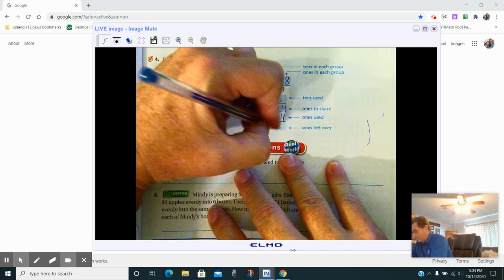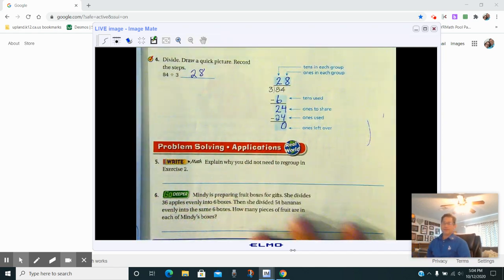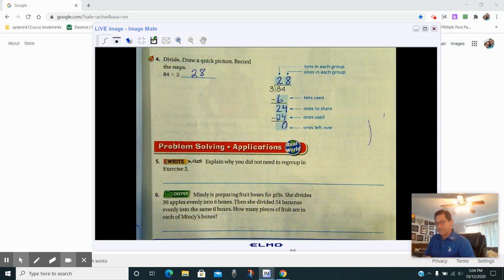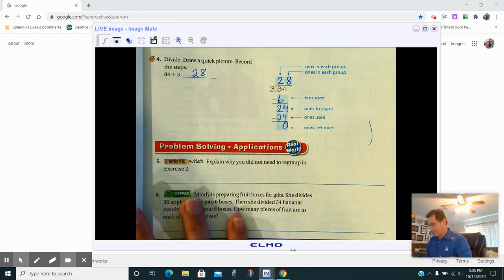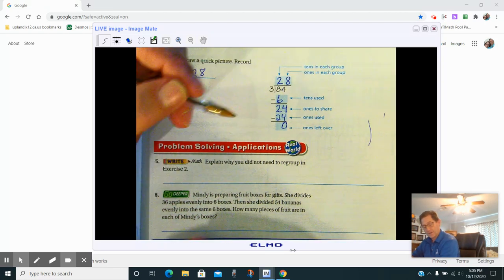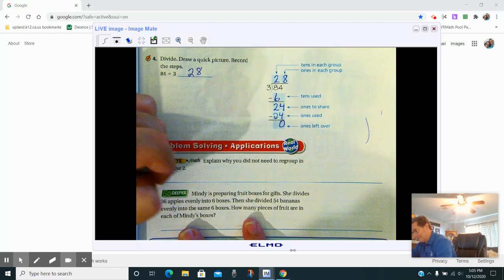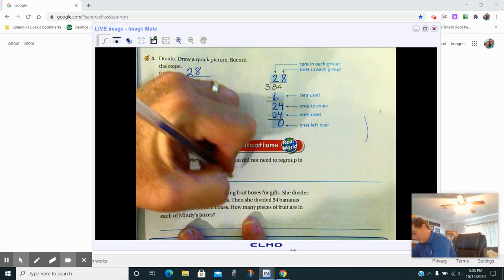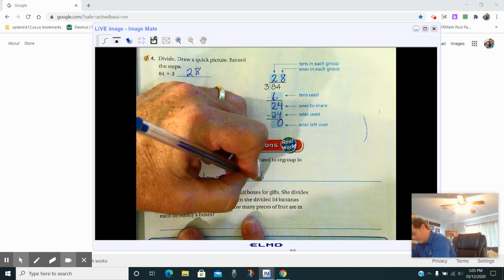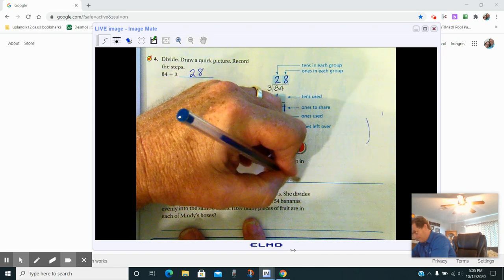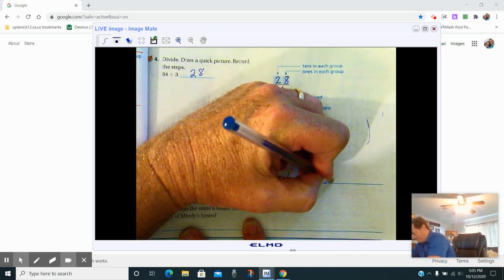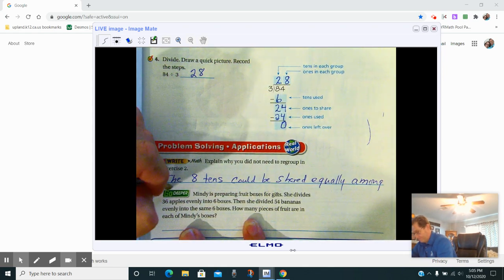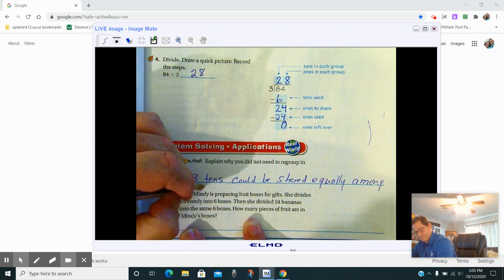All right, so explain why we didn't need to regroup in exercise 2. Well, the 8 10s could be shared equally among the 4 groups, with no 10s left over.